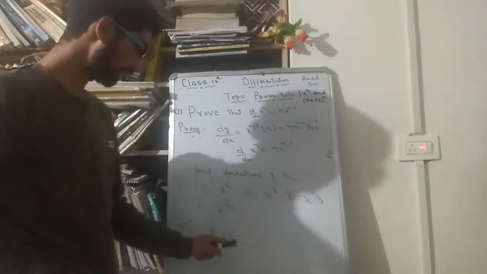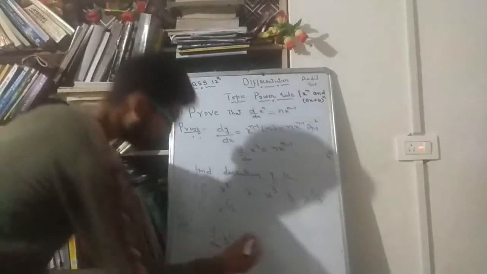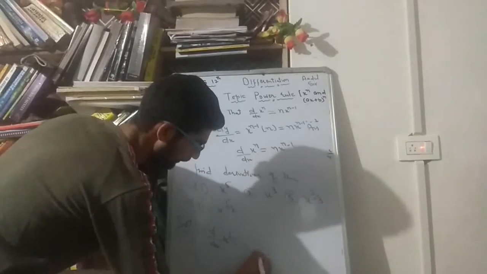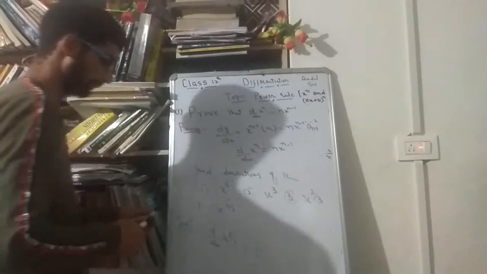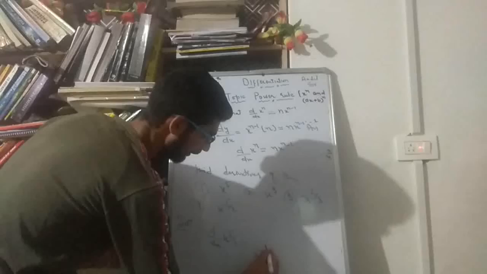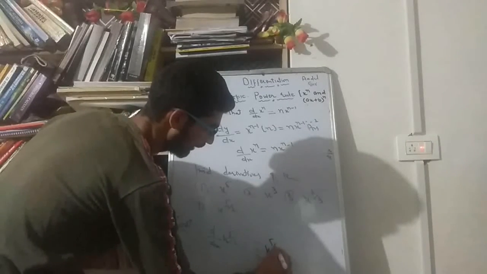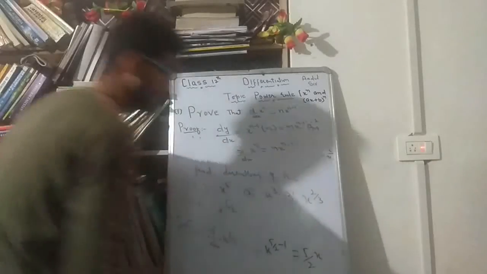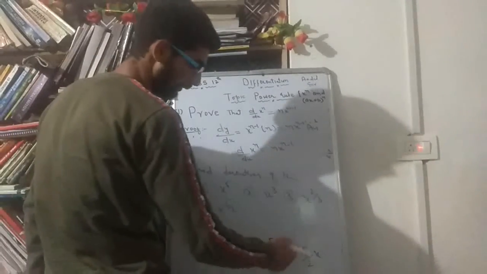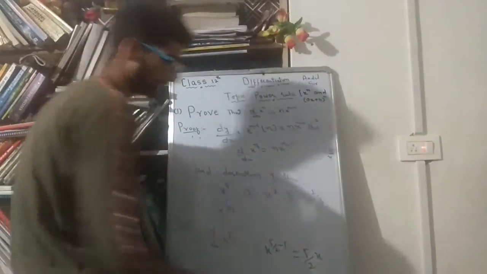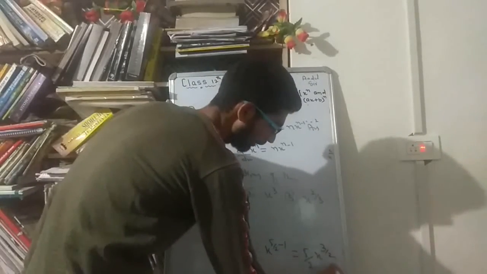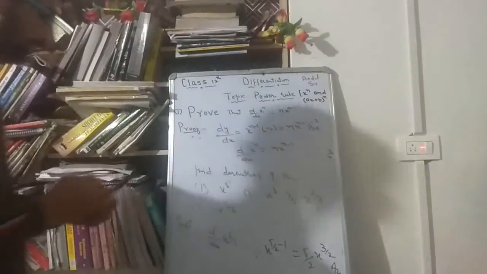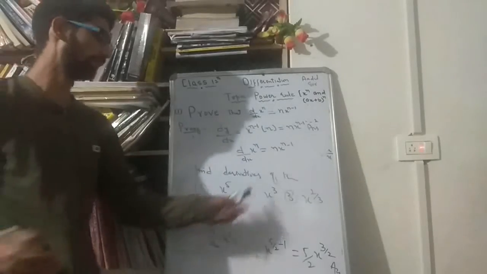So this is x raised to power n. We know by this formula it is n, that is 5 divided by 2, and then x raised to power n minus 1, that is 5 divided by 2 minus 1. So it will be 5 divided by 2, x raised to power, 5 by 2 minus 1, that is 5 minus 2, that is 3 divided by 2. This is our answer. So it is easy enough for you to calculate these examples.